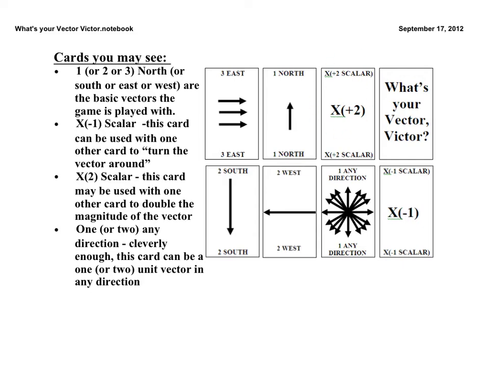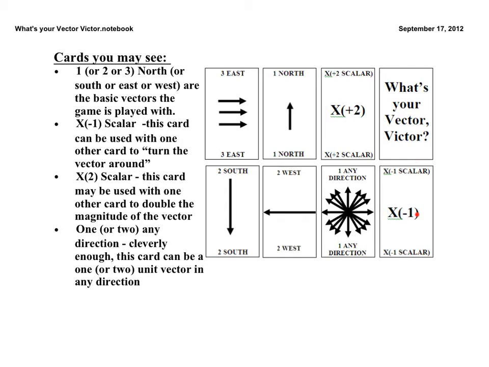A scalar is simply a multiplier. Okay, so if you were to combine this 2 scalar with 3 east, you would have 2 times 3, 6 east. Okay, if you combine the 2 scalar with 2 west, you would have 4 west.